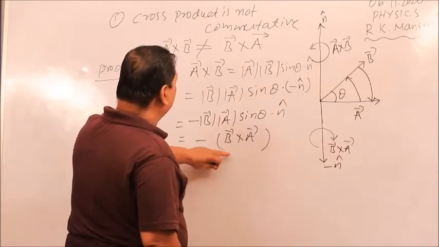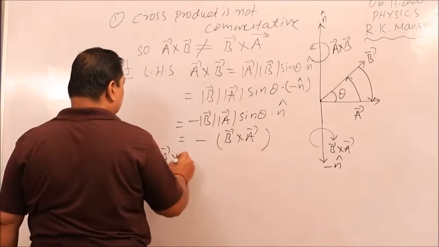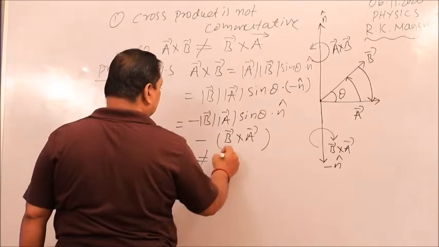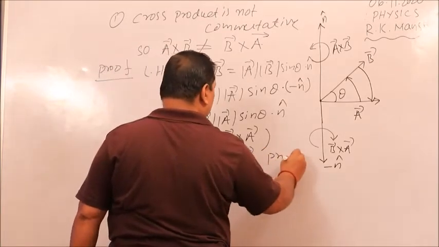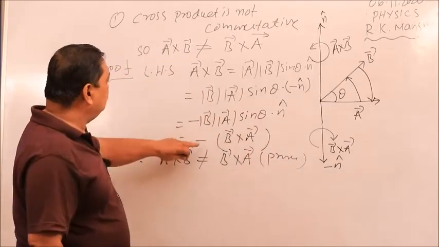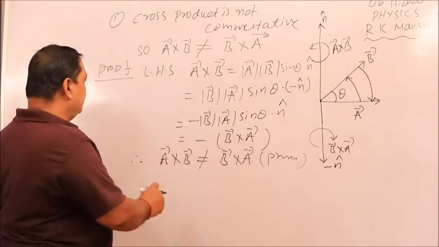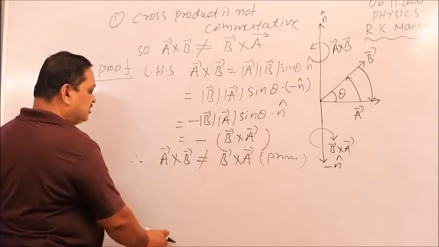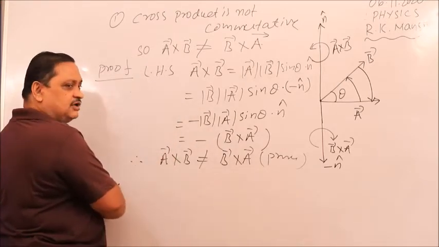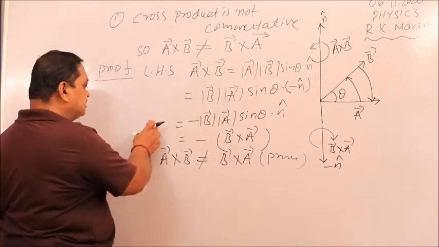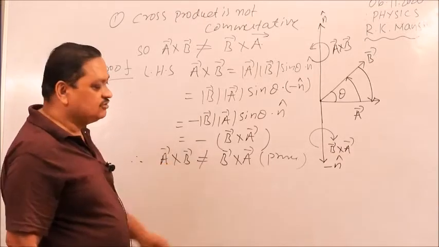So A cross B is equal to minus of B cross A. Therefore A cross B is not equal to B cross A. Proved. So if A cross B is upward direction, B cross A will be downward direction. If A cross B is towards east, then B cross A is towards west. If A cross B is towards north, then B cross A will be towards south. Hence A cross B is not equal to B cross A.